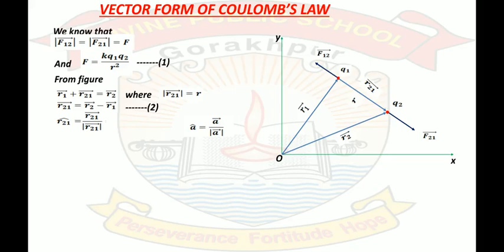Now that r21 vector is equal to what? The magnitude of r21 is equal to r only, so it will become r21 vector upon r. Now I'll put the value of r21 vector. We are going to have r21 cap is equal to r2 minus r1 upon r. Let this be equation number 3. So this is the value of r21 unit vector.